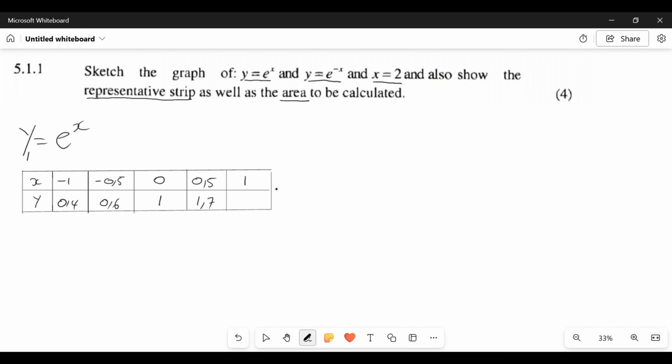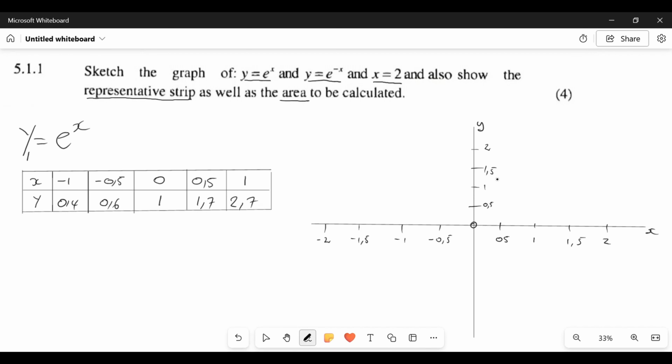And the last one, when you say e to the power of 1, this gives us 2.7. These are our answers, guys. So these are our coordinates, the points of this graph. So let's create the Cartesian plane and draw this graph. All right, guys, here is our Cartesian plane.